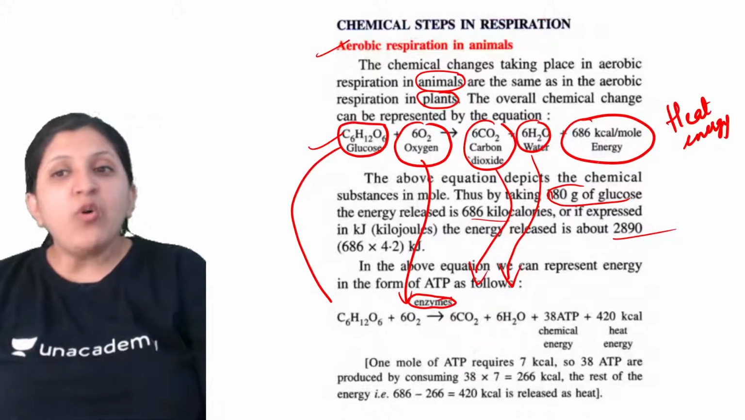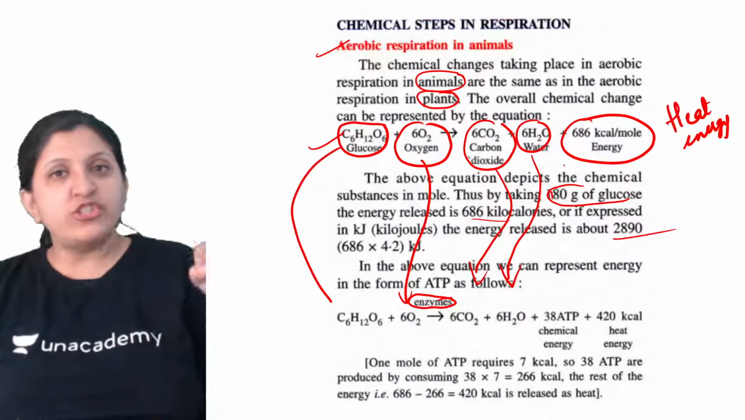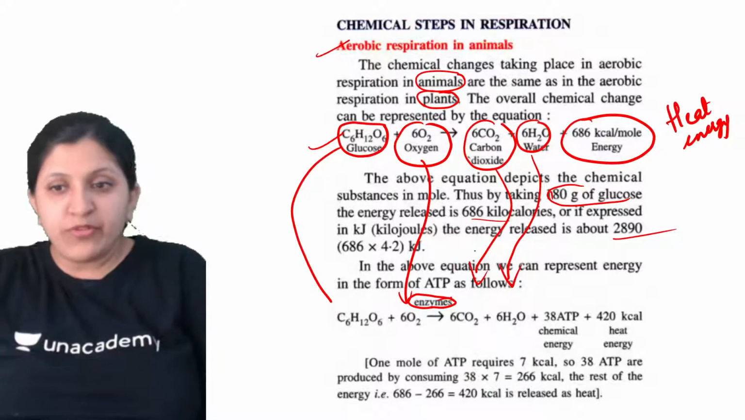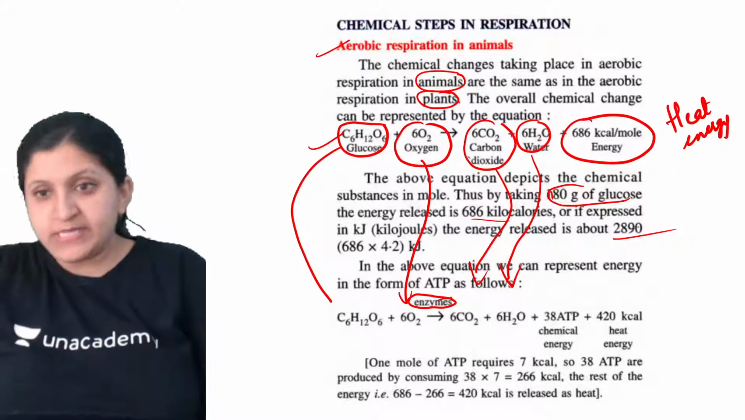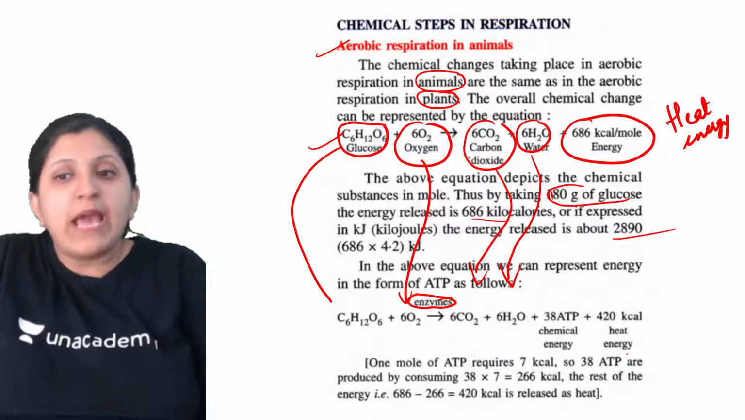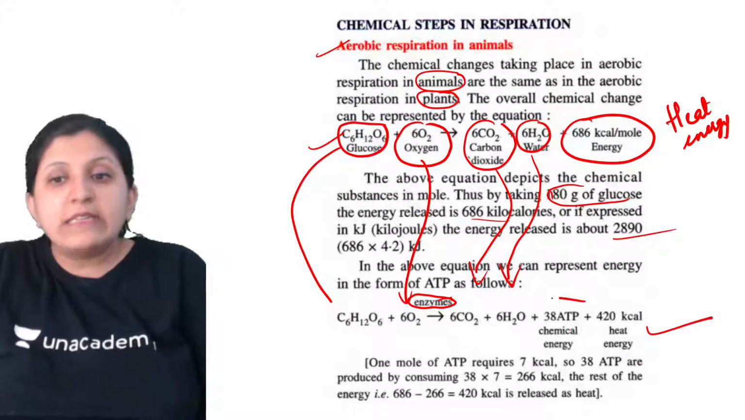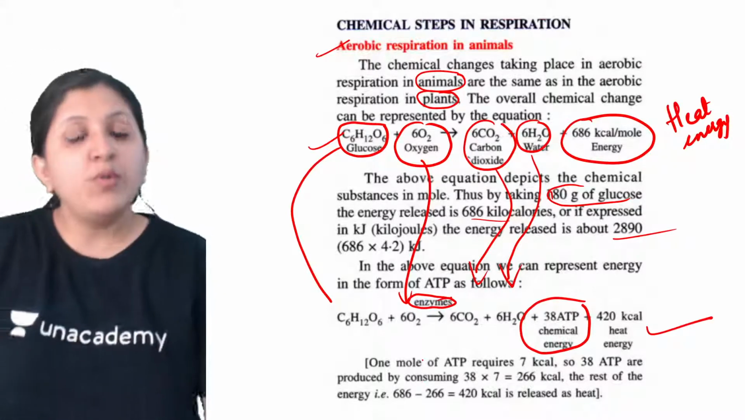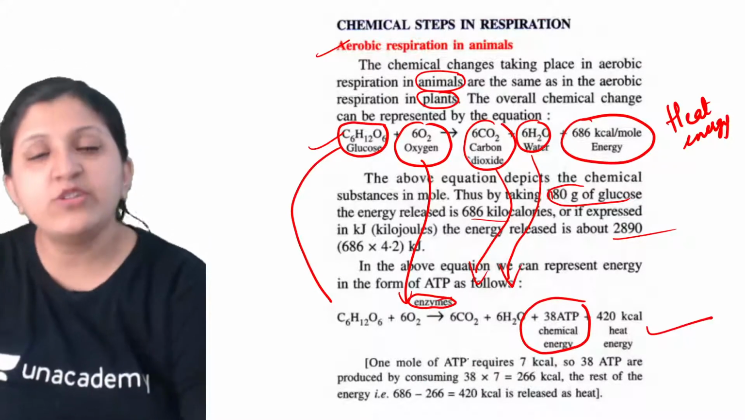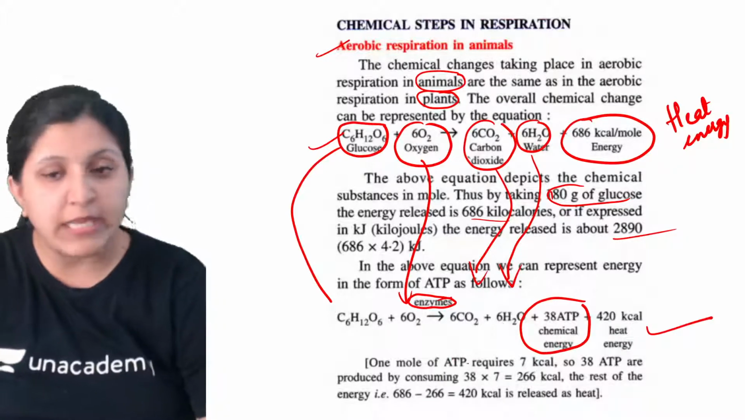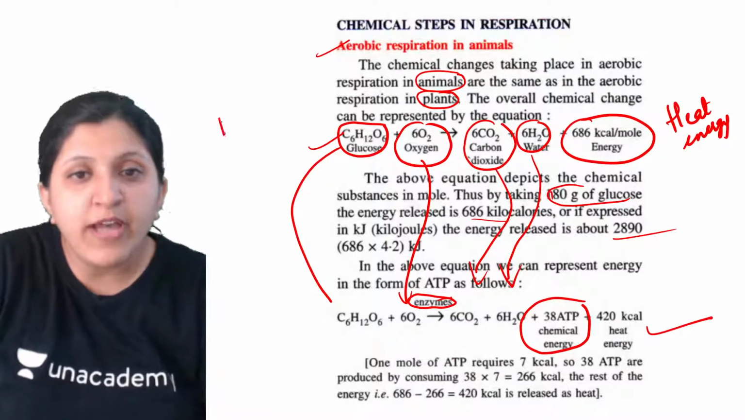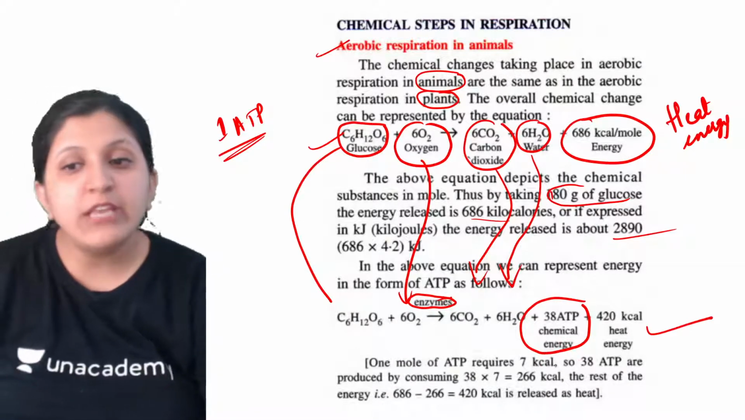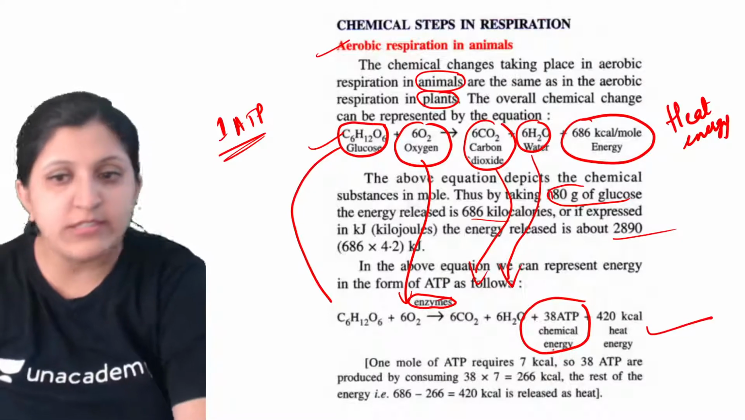Out of this, not all the heat energy is used for ATP synthesis, only a small amount of it will be used. So now 420 kilocalories of heat energy remains, and 38 ATP of chemical energy is formed. When we mention a mole of ATP, to form 1 ATP, 7 kilocalories of heat energy is required.